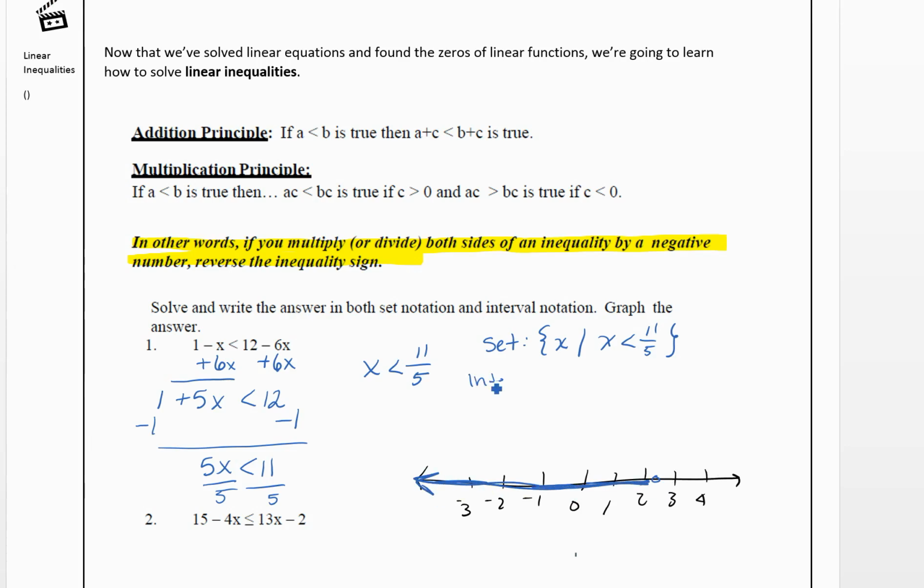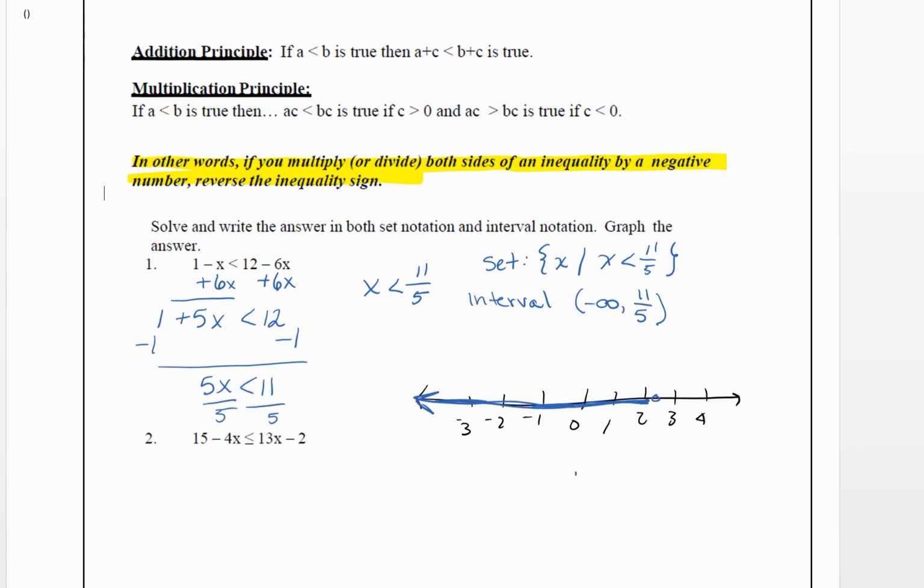So I think interval notation is a little easier now that we have the graph. We see if we read from left to right, we've got negative infinity all the way up to 11 fifths. Okay, and since it was just a less than, we have the open dot, we're going to use a parenthesis. Okay, let's do another one.